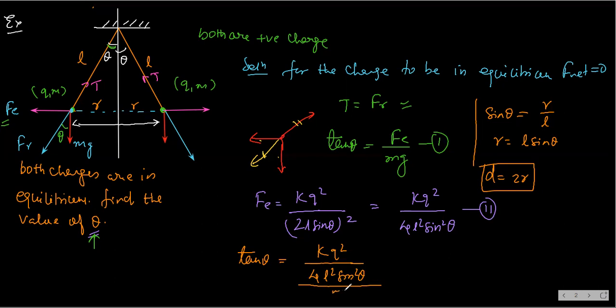So let me write mg here. So theta should be how much? I believe you know how to write this. mg will come here. So you can simply write theta is equal to tan inverse of k q square upon mg times 4L square sin square theta. Do all of you agree with me?